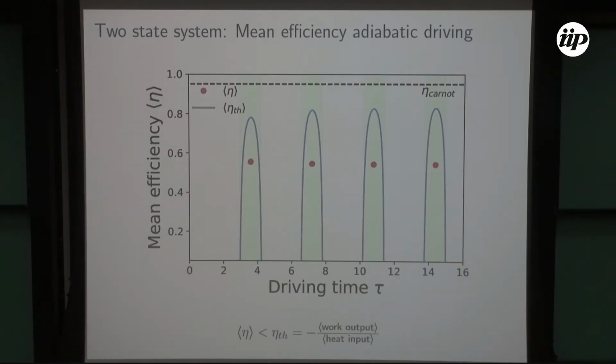And we first looked at the mean efficiency. So we looked at different driving times, tau, and the mean efficiency. Here in blue, we have the typical thermal efficiency, average divided by average. And we can see that at the adiabatic point, which maximizes the efficiency for this kind of distribution, our mean efficiency, which we obtain when we directly evaluate our distribution, is much, much lower. It's always lower than the one we obtain when we evaluate the means of the heat and the work. Why is that?